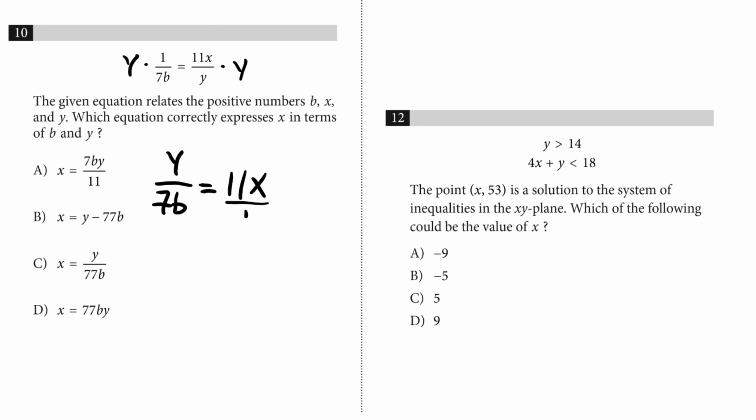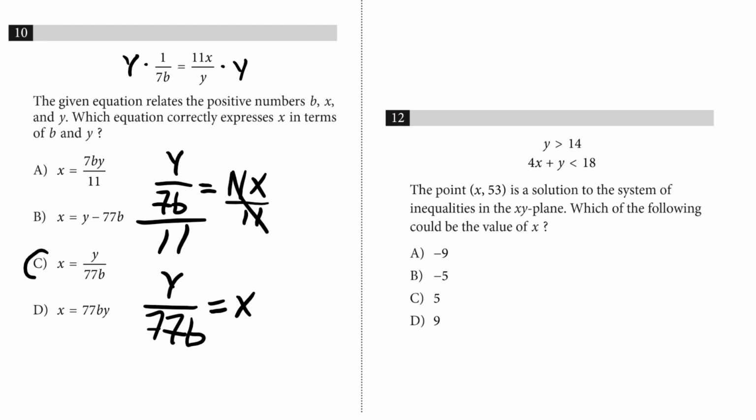And then we're going to divide each side by 11. This will give us y over 77b is equal to x. And if we look at our answer choices, that will be C.